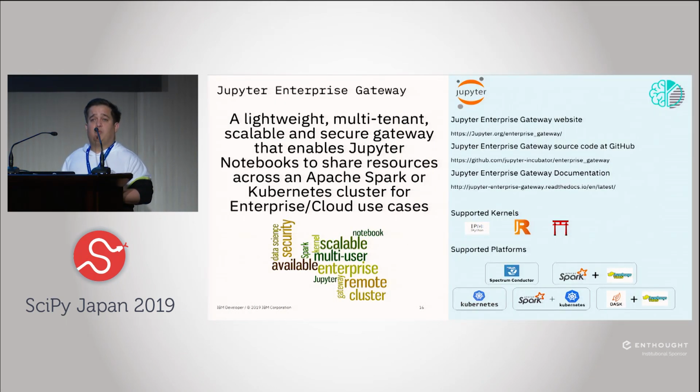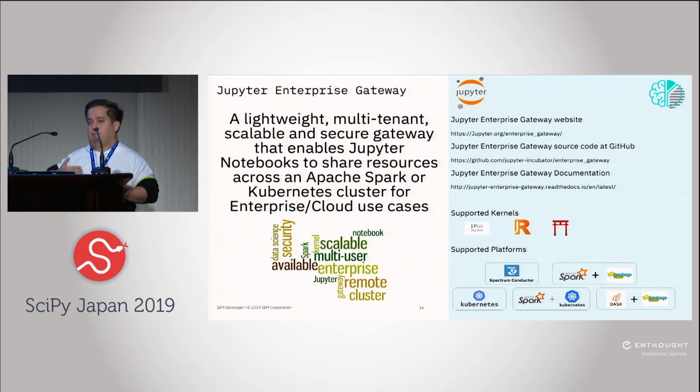So what is Jupyter Enterprise Gateway? A fancy definition is a lightweight, multi-tenant, scalable, and secure gateway that enables Jupyter Notebooks to share resources across an Apache Spark or Kubernetes cluster. For those that understand a little bit of Jupyter, it's really the ability to do remote kernels. So when we start a kernel on the cluster, we utilize the resources that are available on that whole cluster for us.